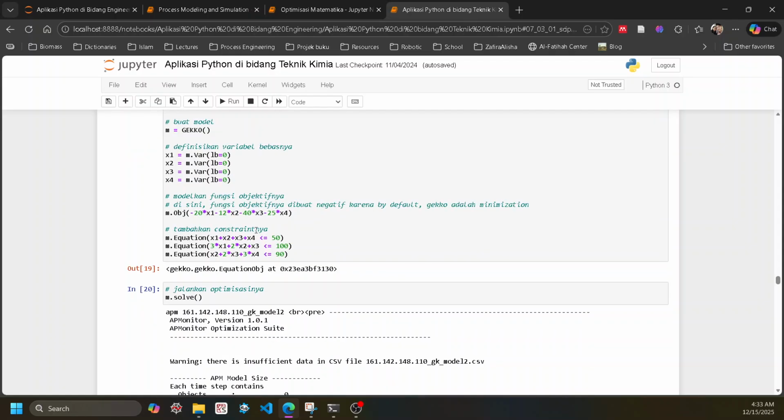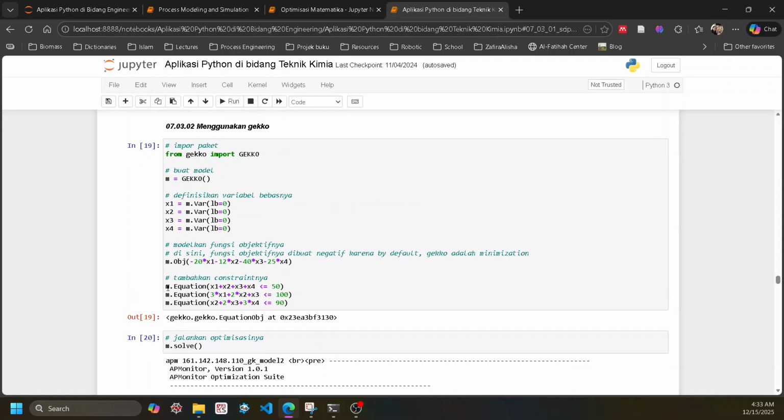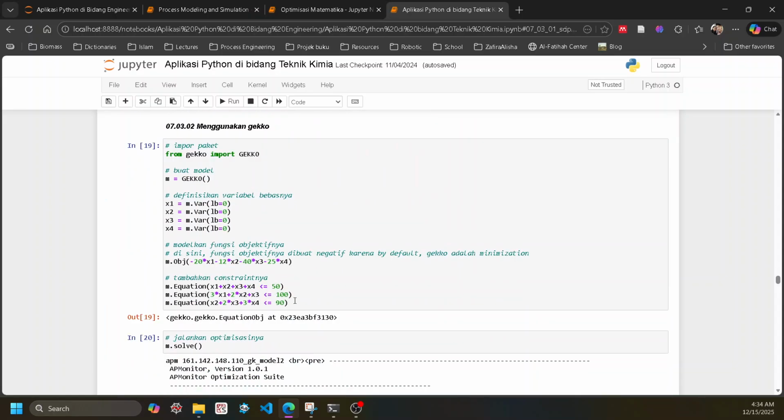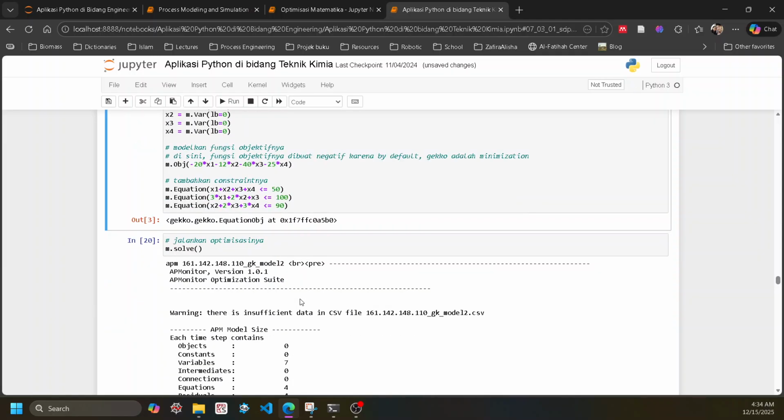And then we define the constraints with m.Equation, open bracket x1 plus x2 plus x3 plus x4 less than or equal to 50. So this gekko is more intuitive, more human readable, in a way, compared to linprog. Here in linprog we have to make it in matrix form, but here you can simply write down the equation.